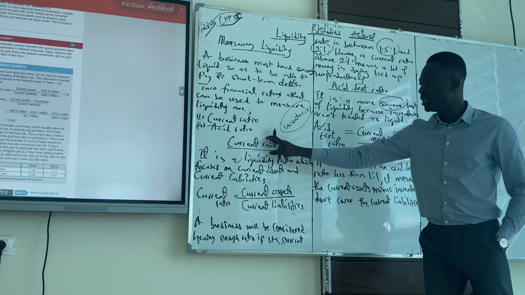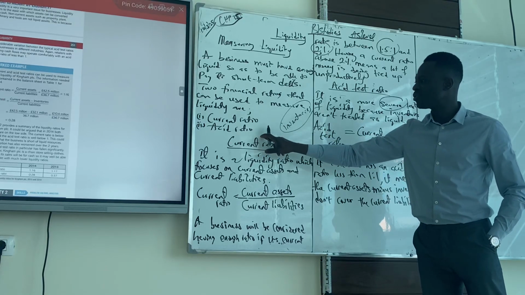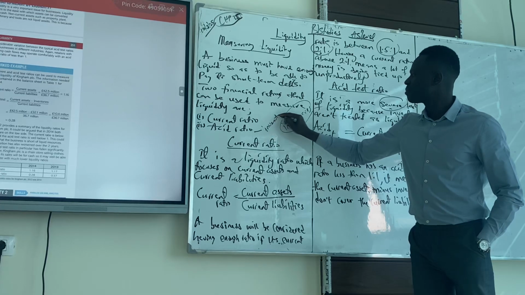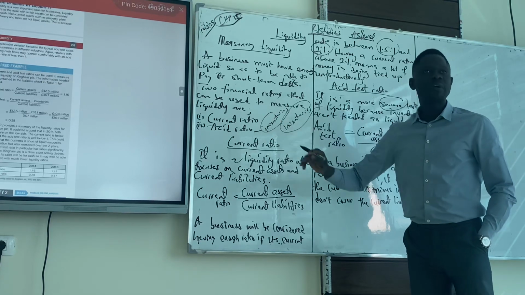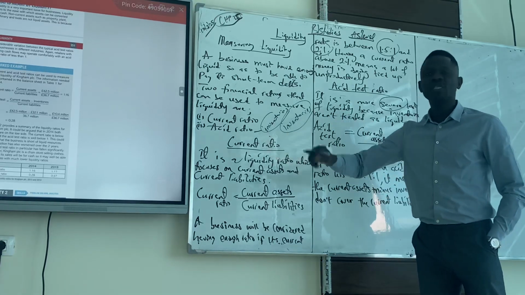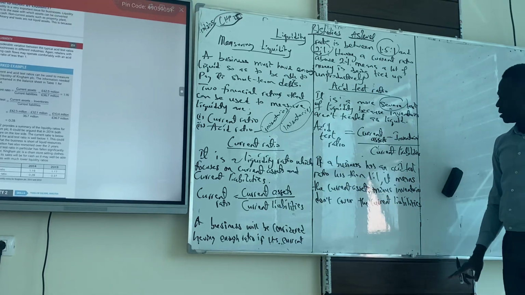It's almost the same as this, but the difference between current ratio and acid test ratio is that for acid test ratio, we take away inventories. Inventory is part of our current assets, but we take it away when we are calculating the acid test ratio. Is it clear, please?